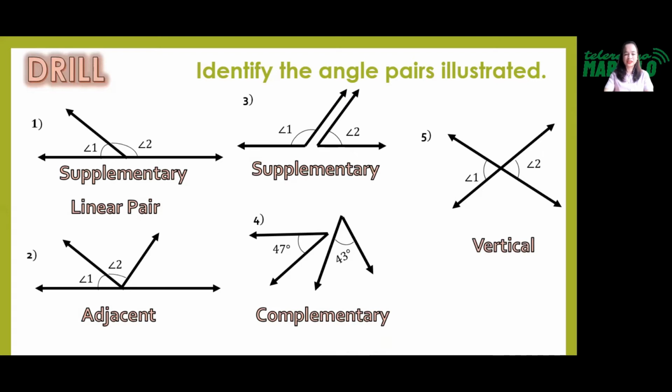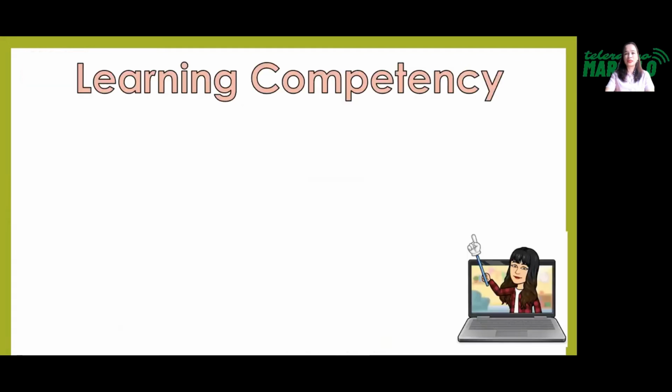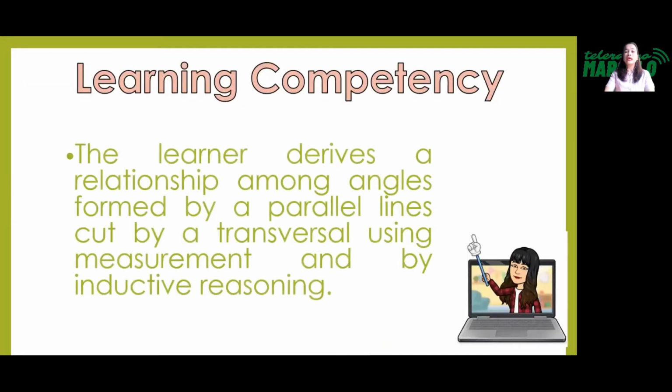We just looked back at these angle pairs because they are essential in our current topic, and we can still use these angle pairs in solving problems related to our lesson. So the learning competency for this week: the learner derives a relationship among angles formed by parallel lines cut by a transversal using measurement and by inductive reasoning.